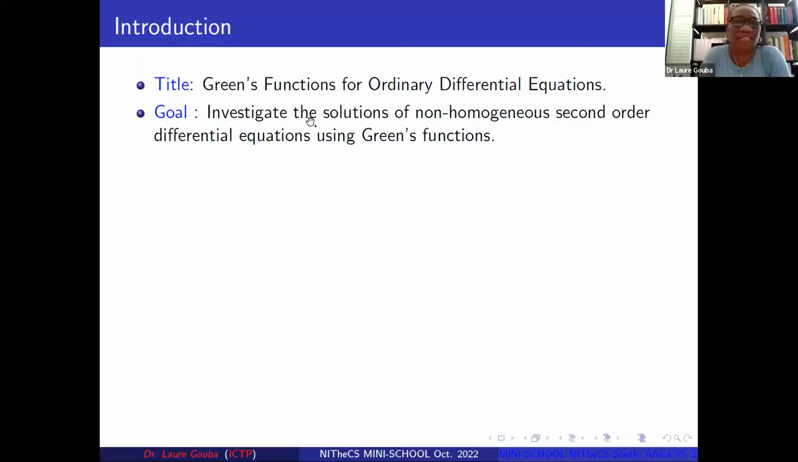Last week, we already started where I gave some generalization about second order differential equations.